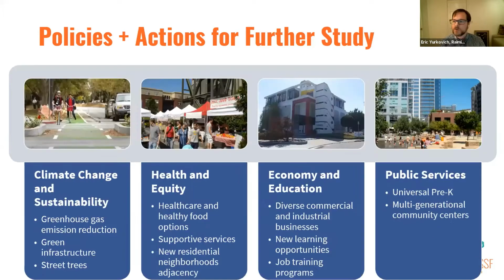We also heard a lot of great ideas around climate change and sustainability, health and equity, economy and education, and public services. And I mentioned some of these before, things like universal pre-K, job training programs, healthcare and healthy food options, and things like street trees as ideas that people talked about throughout those meetings.